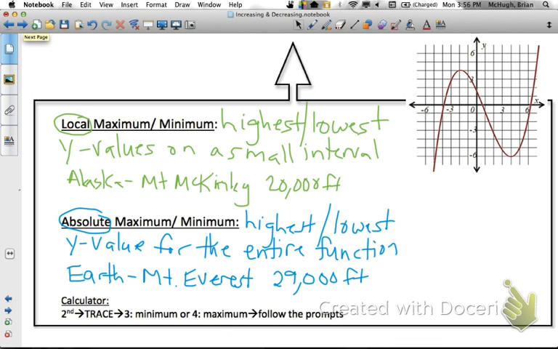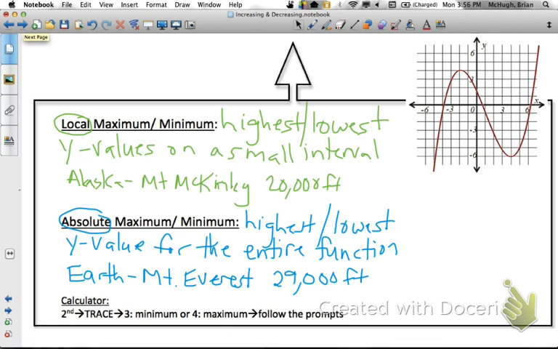Likewise, if we think about lowest points, there's no point lower than the absolute minimum. The lowest point in America is Death Valley in California. The lowest point in the world is the banks of the Dead Sea in the Middle East, just for your reference.